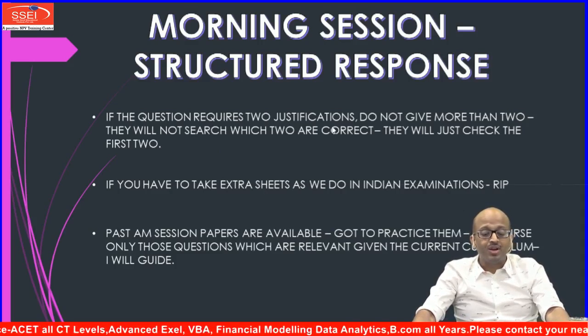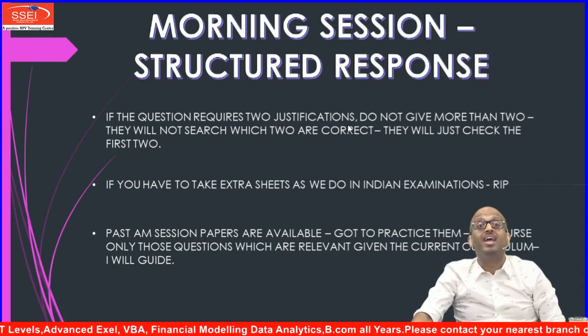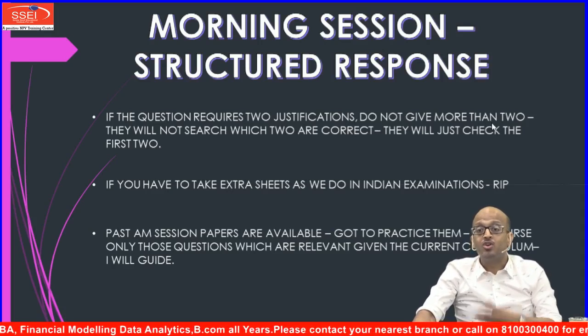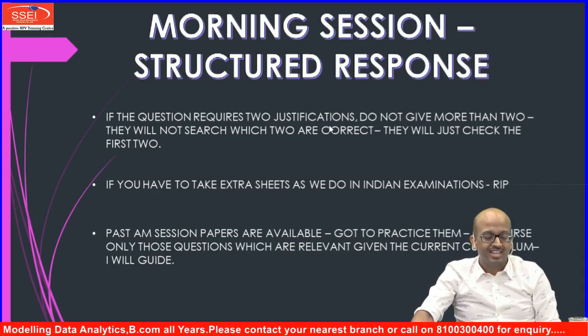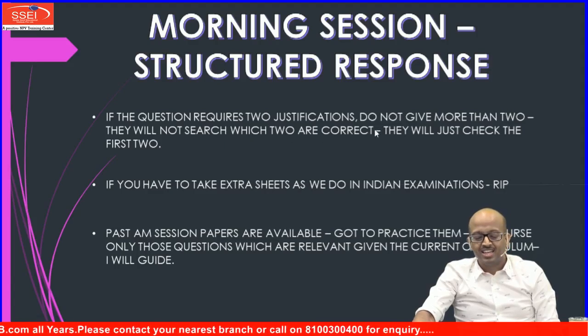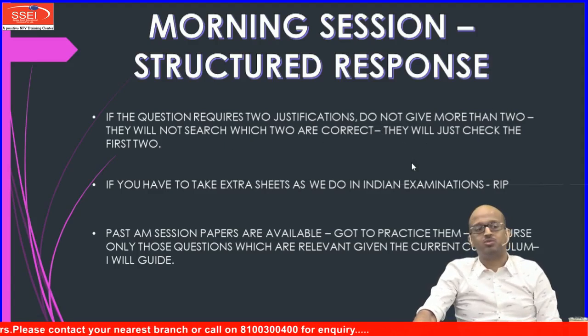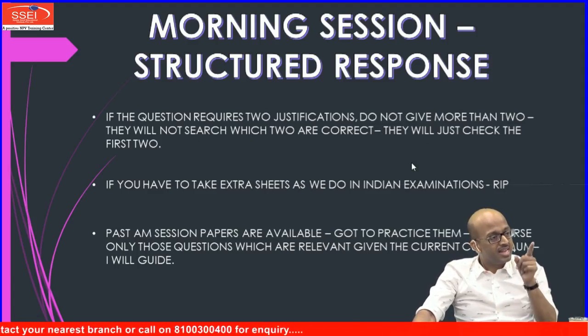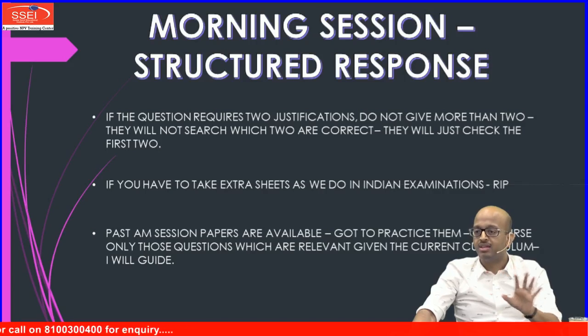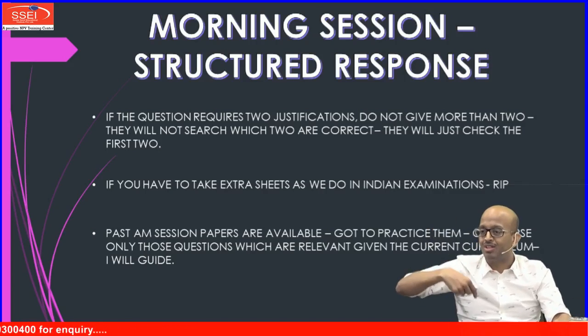If the question requires 2 justifications, 2 reasons why high ability to take risk, do not give more than 2. Because you are confused, you will give 5. They will not search which 2 are correct. They will just check the first 2. If you feel they are bad, yes, they are bad. If you're writing 5, God knows why you're writing. They will not check which 2 are correct out of the 5 that you have written.